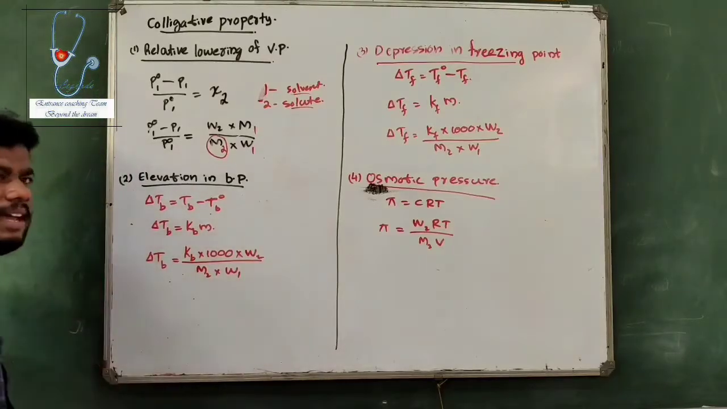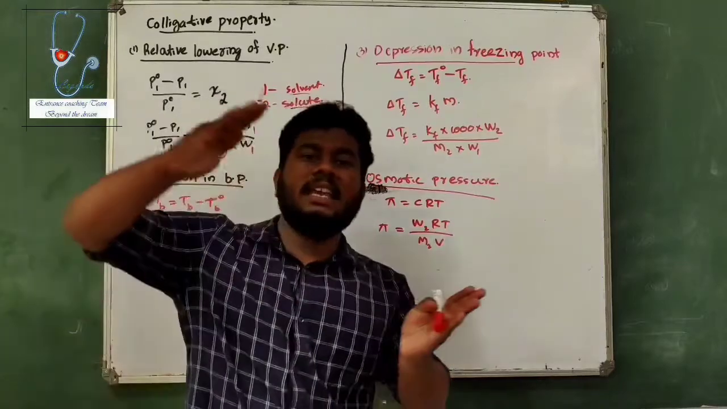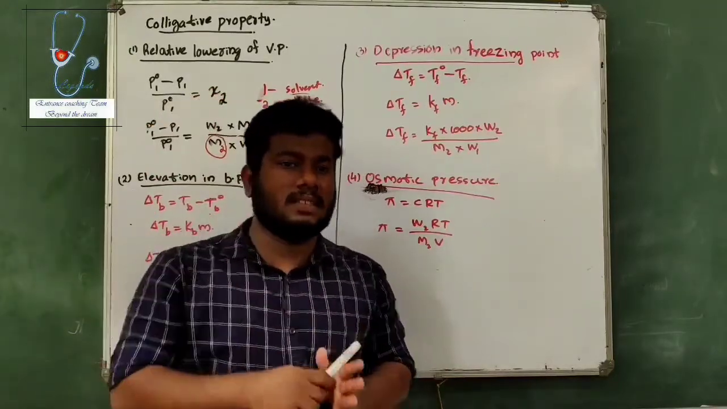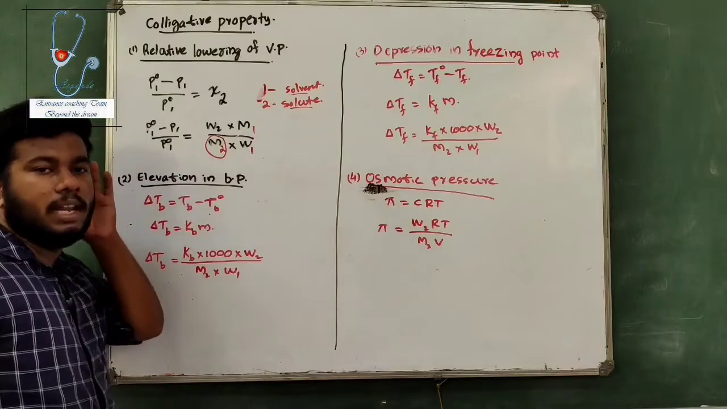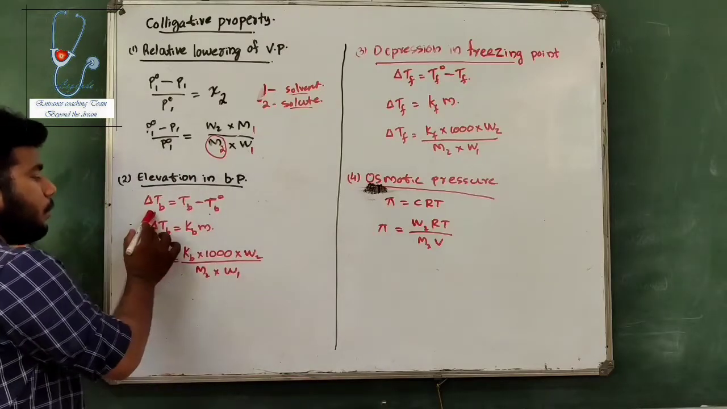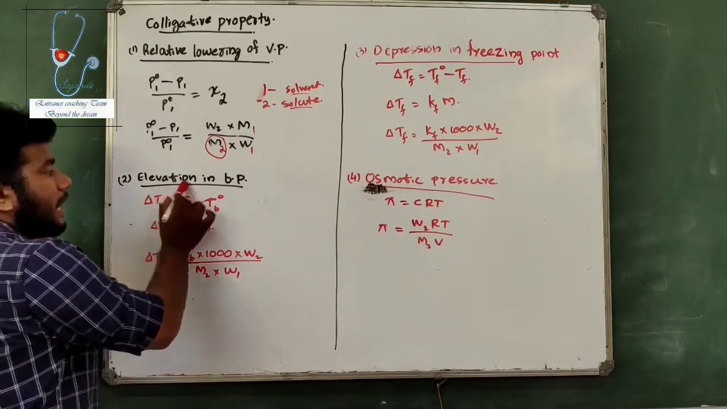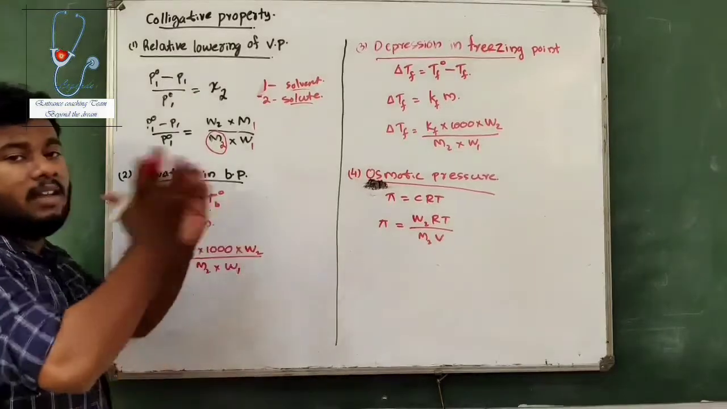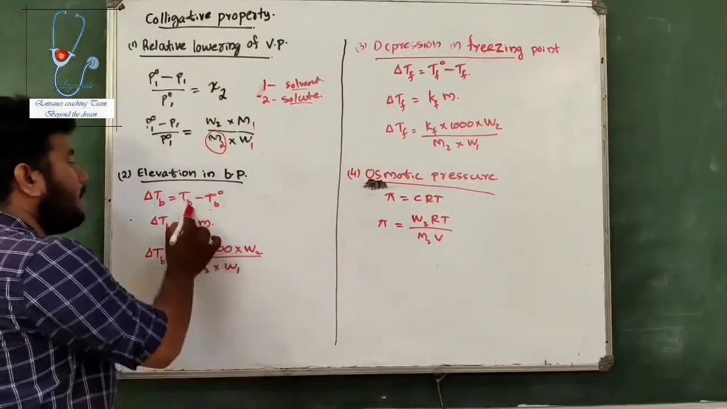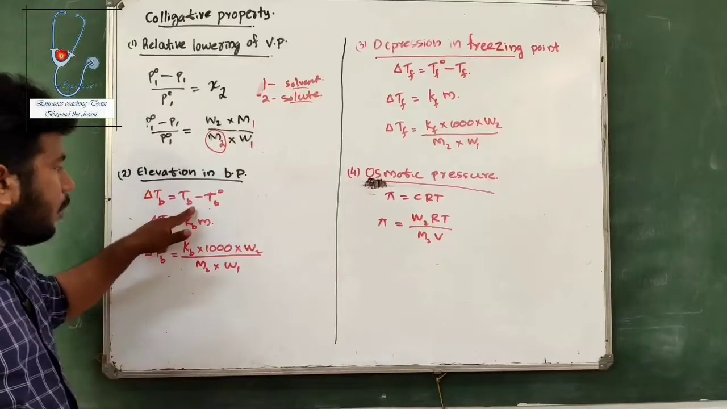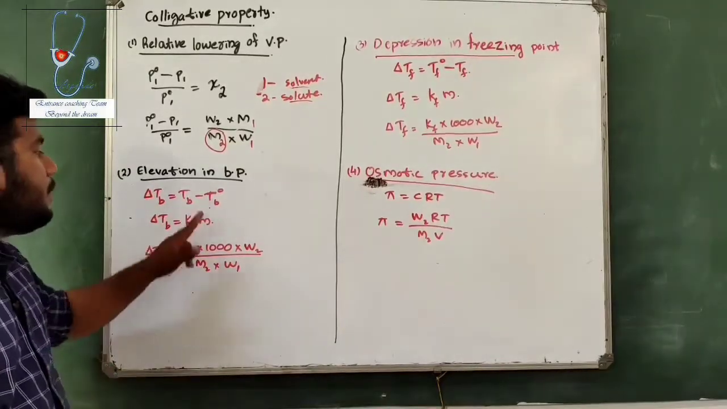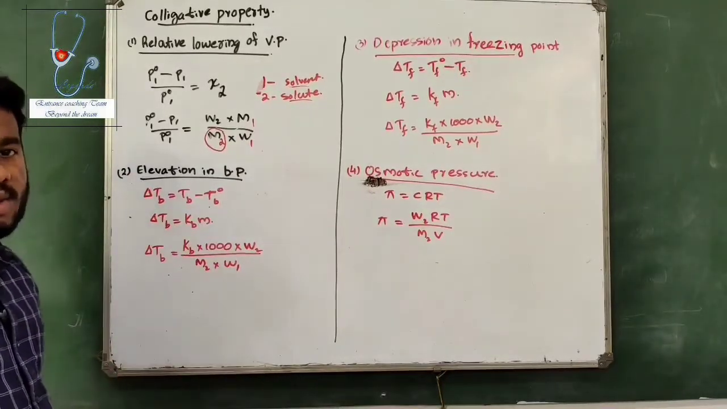Elevation in boiling point. What is elevation? Elevation means increasing, so increase in boiling point. Delta TB means elevation in boiling point, the difference in boiling point. TB means boiling point of solution, and TB0 means boiling point of solvent.